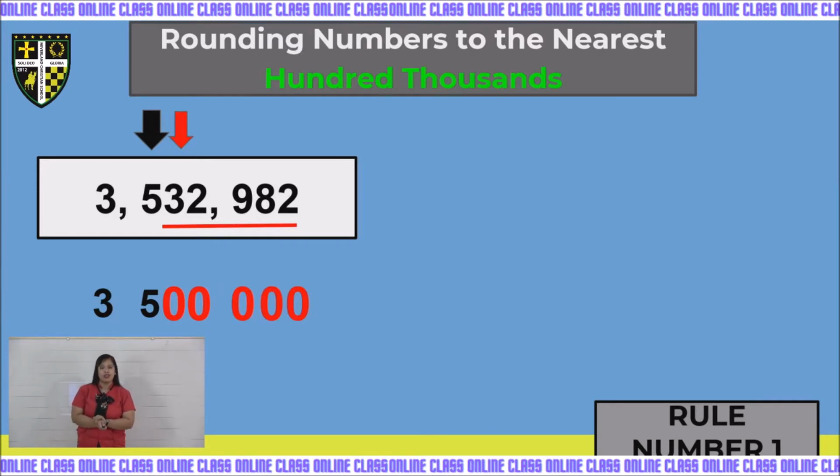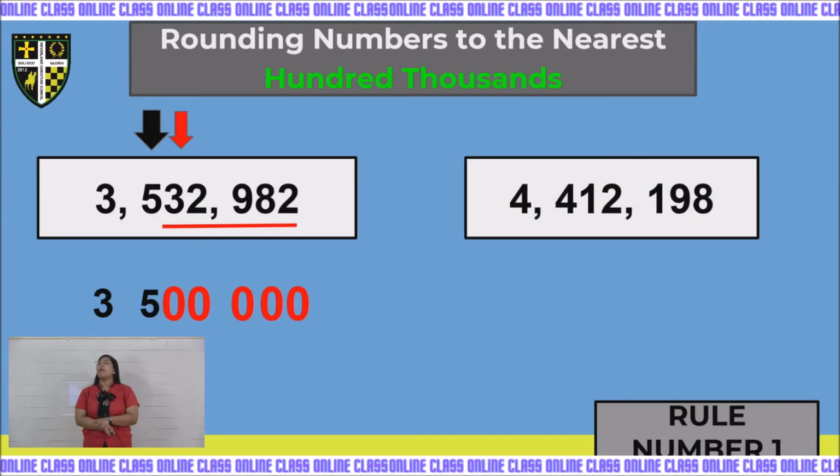And the answer will be 3,500,000. Another example. We have 4,412,198.